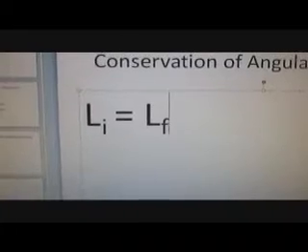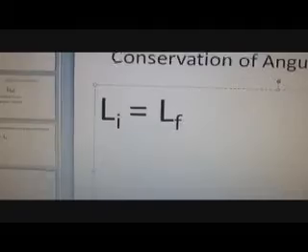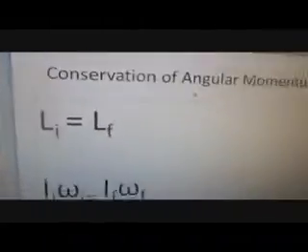So angular momentum, Li is equal to Lf. Conservation of angular momentum states that the total angular momentum before of an object is equal to the total angular momentum of that object after. So if we expand on the equation, Li is equal to Lf, we have I sub i omega i is equal to I sub f omega f, which means that the angular momentum is conserved.